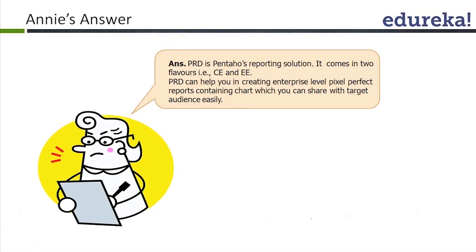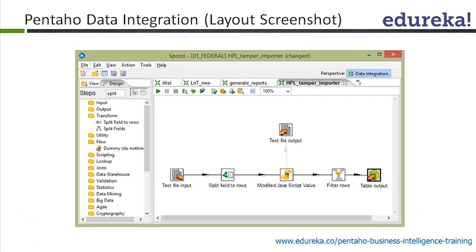So PRD is a reporting solution, which comes in two flavors, CE as well as EE. PRD can help create enterprise level pixel perfect reports containing visual elements as well as tabular elements. You can share with the target audience easily. You can distribute the reporting template, they can run it in PRD, or you can generate the reports in PDF or Word, and then publish. You can share those generated reports.